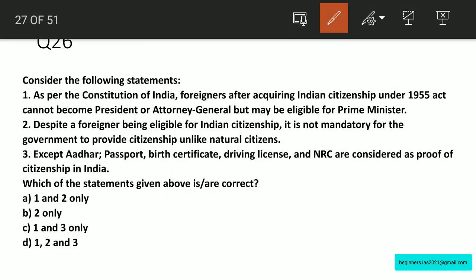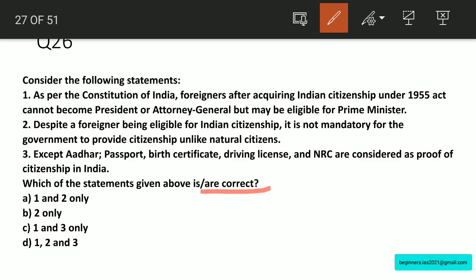Consider the following statements. As per the Constitution of India, foreigners, after acquiring Indian citizenship under the 1955 Act, cannot become President or Attorney General, but may be eligible for Prime Minister. Despite a foreigner being eligible for Indian citizenship, it is not mandatory for the government to provide citizenship, unlike a natural citizen. Except Aadhaar, passport, birth certificate, driving license, NRC are considered as the proof of citizenship of India. Which of the following given are correct? We have to identify the correct statement.